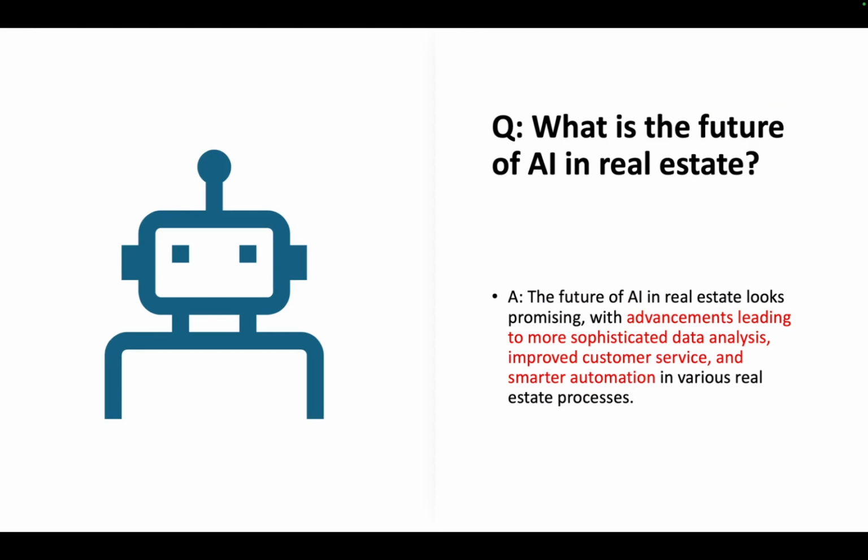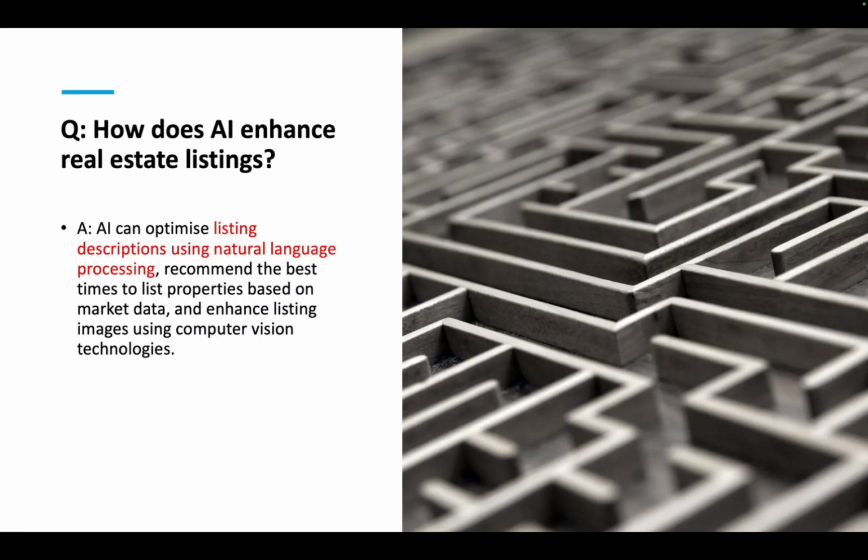What is the future of AI in real estate? Well, the future of AI in real estate looks really promising. The key aspects would be advancements leading to more sophisticated data analysis, improved customer service, and smarter automations. And there are many more tools being created, like tools that can help you make your customer phone calls or schedule appointments and those kinds of things. They are in the future, and in the short-term future, really. So there's a lot to be expected.